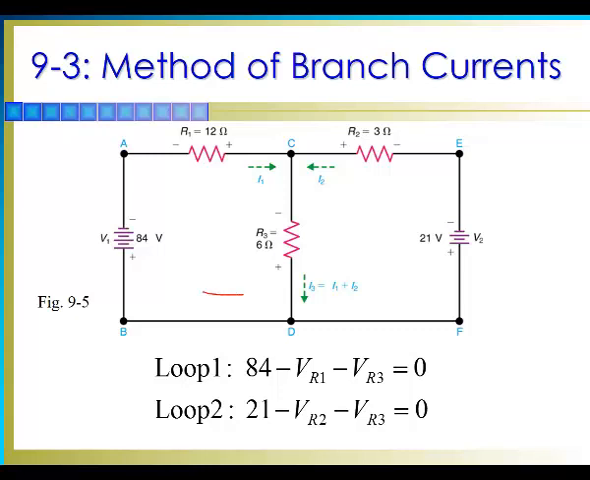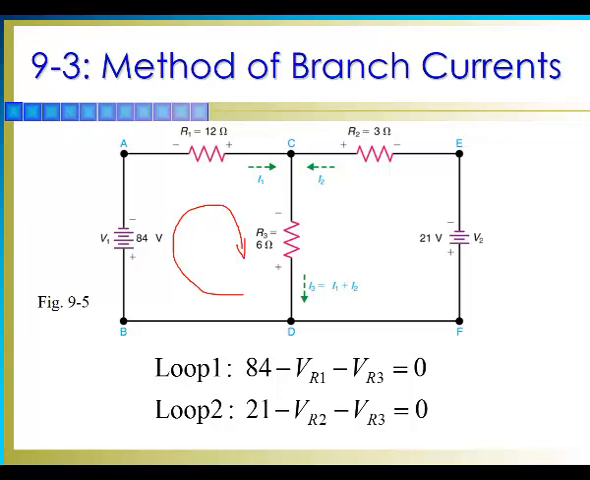On loop 1, which will be the loop right here, the first loop, the sum of the voltages must equal 0. So we have 84, then minus, because if we go in this direction, we're going to be entering on the minus side of the resistor. So that would be 84 minus the voltage on resistor 1, and if we keep going around the loop, we're going to hit the minus of resistor 3, so that would be minus the voltage on resistor 3. Those are the only three voltages on this loop, so the sum of all these must equal 0.